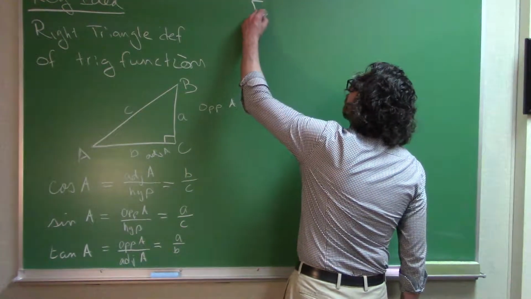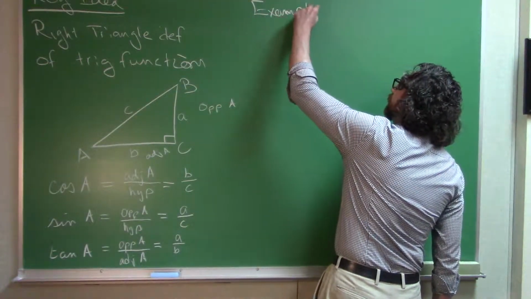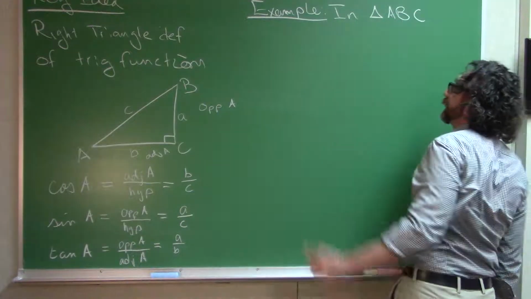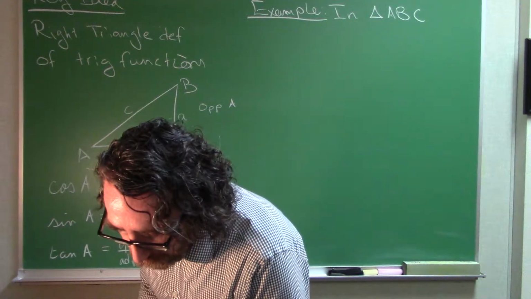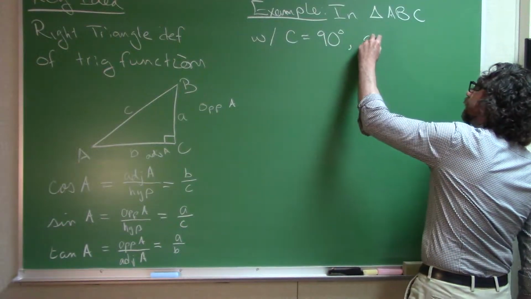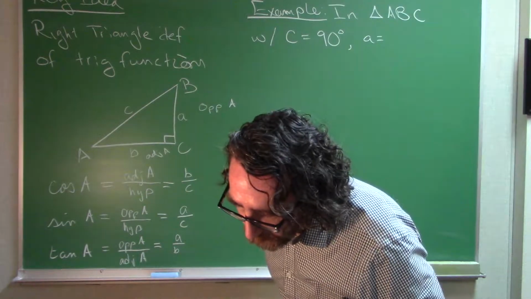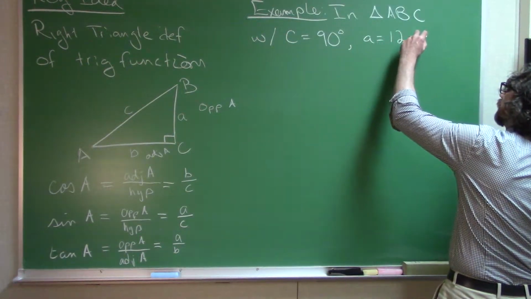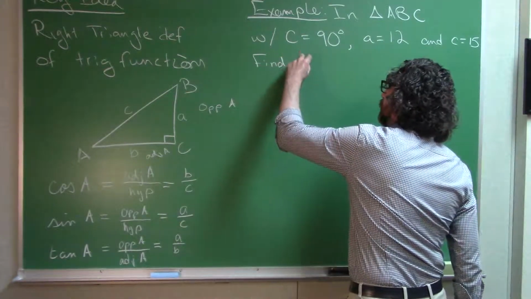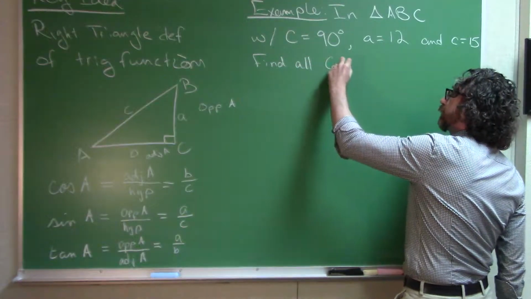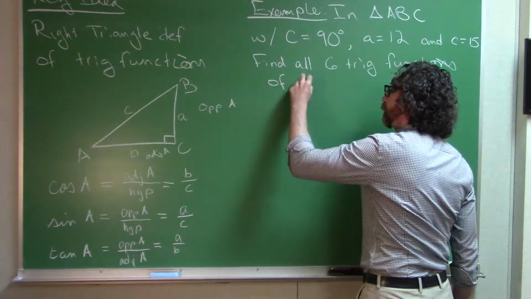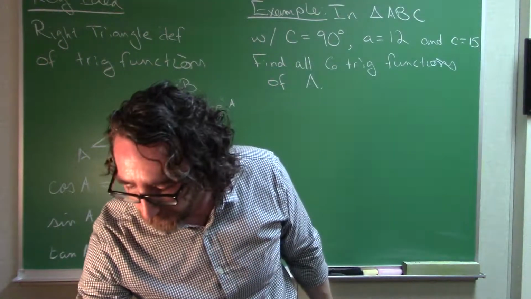Let's look at a quick example. In triangle ABC, with C equals 90 degrees, let's take side A to be 12 and side C to be 15. Find all 6 trig functions of angle A.